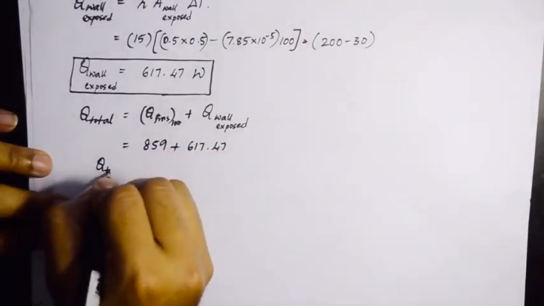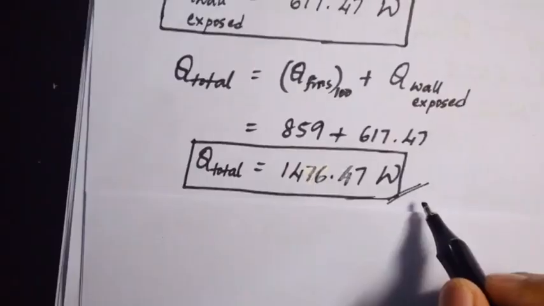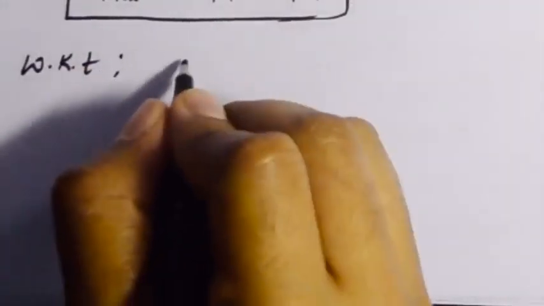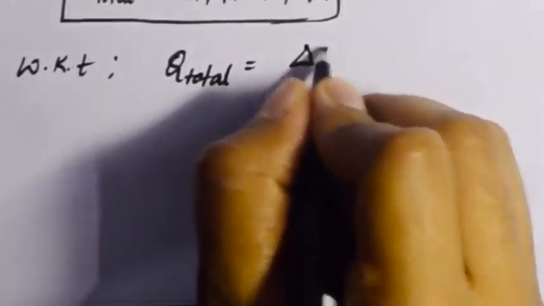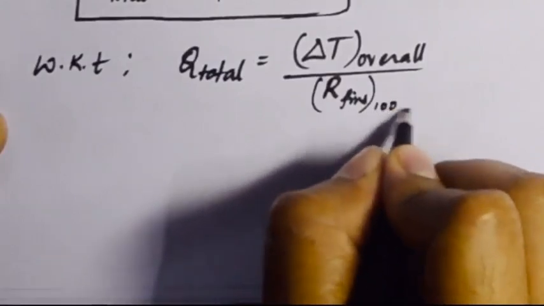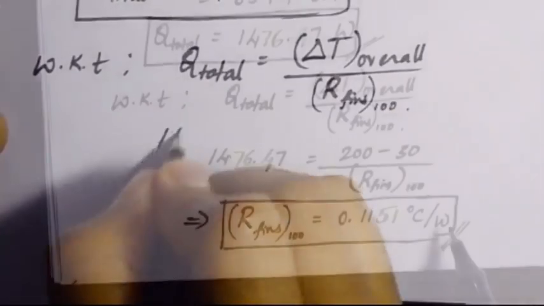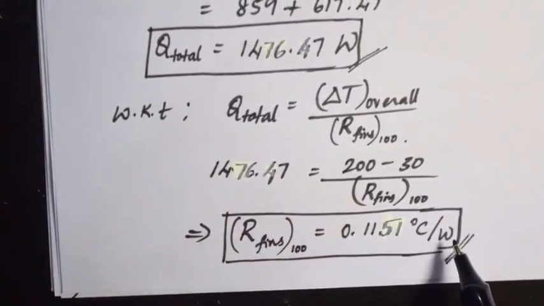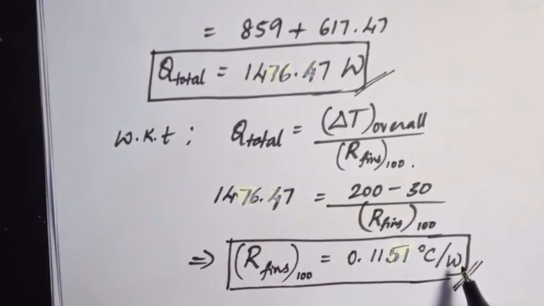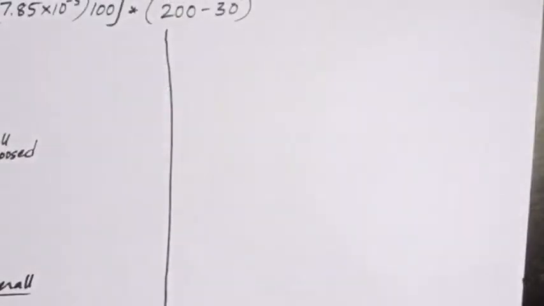So we'll get the total heat transferred as 1476.47 watts. Now we know the formula of resistance and heat transfer related. Resistance with fins, with attachment of 100 fins. So let us substitute the values, and we will get the resistance offered by 100 fins as 0.1151 degrees Celsius per watt. Now we have to find out the resistance without the fins also.